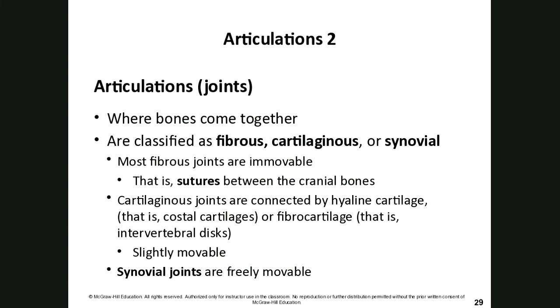So anytime we talk about articulations, which we've been talking about, how when bones come in contact with other bones, there's hyaline cartilage at that articulating surface there. It just means our bones come together. So the 3 different types of classification that we can give for an articulation is that it can be fibrous, cartilaginous, or synovial. Most fibrous joints are immovable. So let's think about those bones and the joints that are formed between those cranial bones and the skull. We call those sutures. They're immovable.